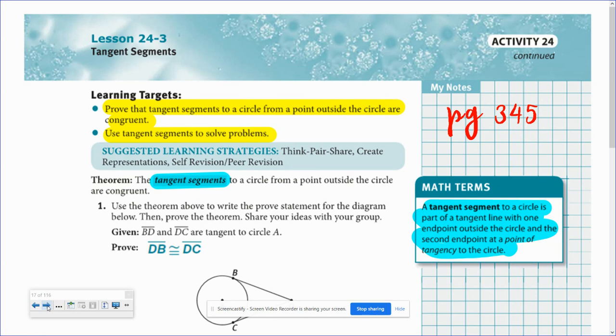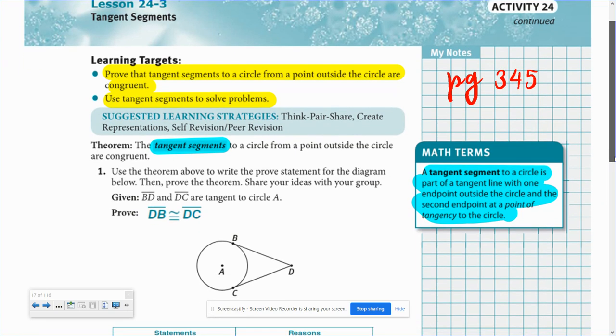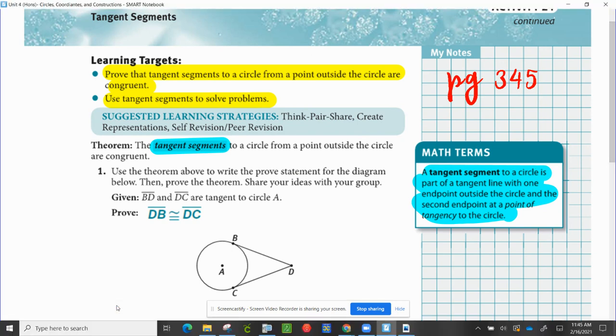So let's look at this first picture here. The tangent segments to a circle from a point outside the circle are congruent. This is a theorem that we're going to prove here. Now, a tangent segment to a circle is part of a tangent line with one endpoint on the outside of the circle and the second endpoint at the point of tangency to the circle.